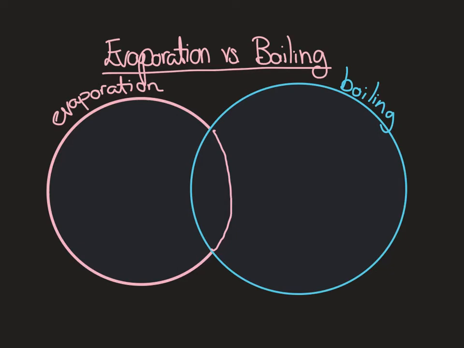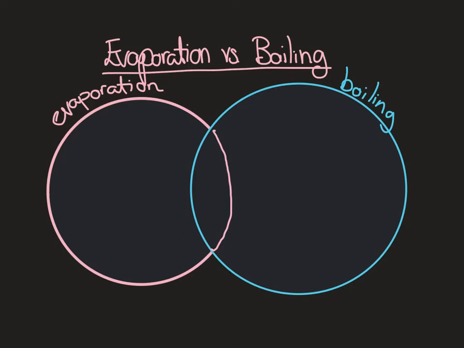So at the end of the previous lesson, I asked you to compare evaporation and boiling, and I suggested that you did it by way of a Venn diagram. So here we've got evaporation, and here we've got boiling, and the things they have in common could go in here, and the things that are different, we can put in these other areas here.